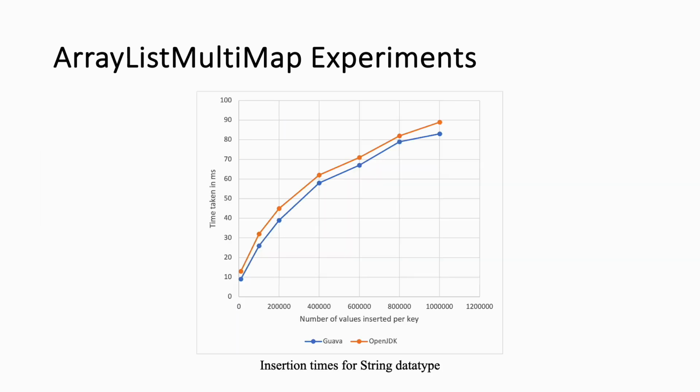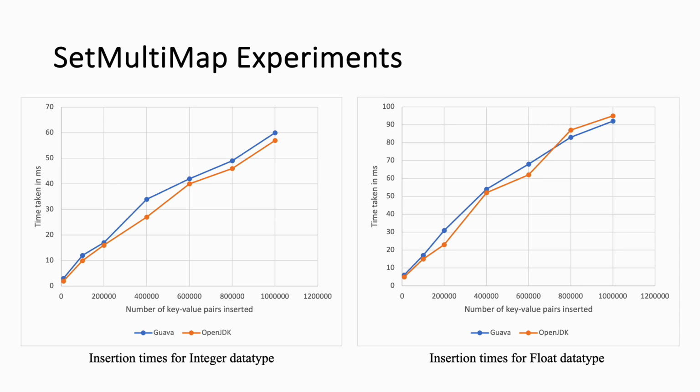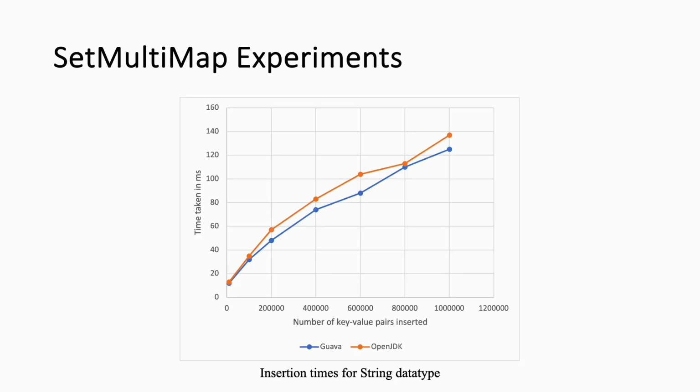Continuing with ArrayList MultiMap, here are the insertion times for the string data type. We can see that the Java implementation of MultiMap performs better when compared to our implementation in OpenJDK. The graph below shows us the experiments performed on set MultiMap. The left one is for the integer data type and the right one is for float data type. We can see that our implementation of MultiMap in OpenJDK performs slightly better when compared to the implementation of MultiMap in the Java library.